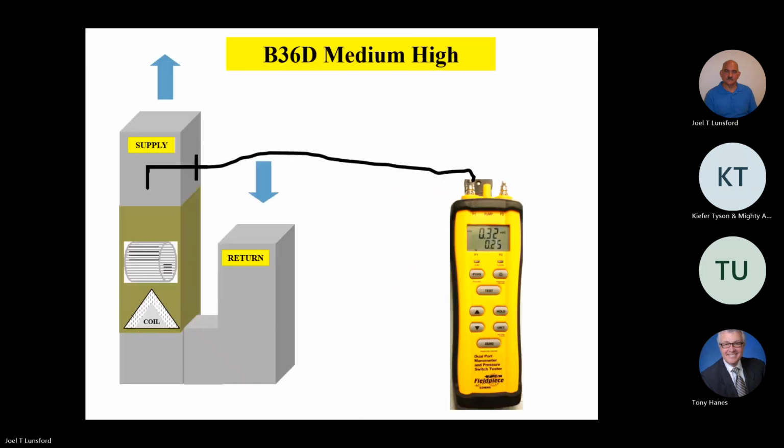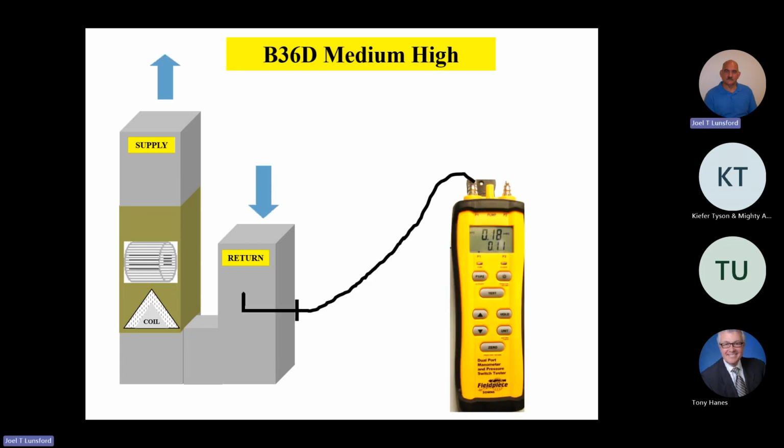Okay. So let's go ahead and do some examples together. As you can see, I've got my magnehelic gauge hooked up in my graphics here. So take a look at your airflow chart. We have a B36D, that's the model number, and we're on medium high speed tap. So referring to the chart, B36D model number, medium high speed, my first reading, my supply static pressure, is 0.32 inches of water column. So write that down or remember it.